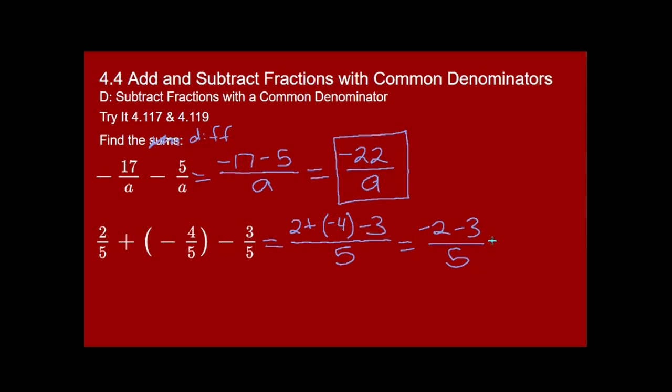Negative 2 minus 3 is negative 5 divided by 5. But this can be simplified, reduced even further, right? What can divide into negative 5 and 5 evenly? Well, 5 can divide into both of those, right? 5 goes into 5 one time, negative 5, negative 1 times, and it goes into positive 5 one time. And so our solution to this one is negative 1, right? That would be negative 1 over 1, which is equal to negative 1.